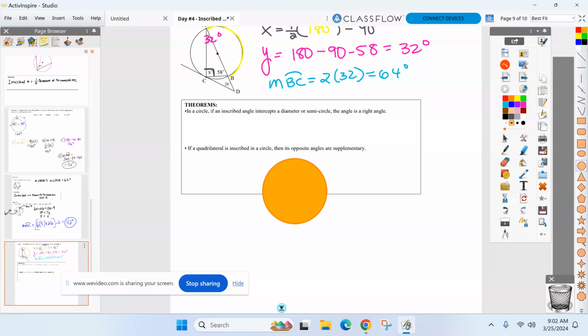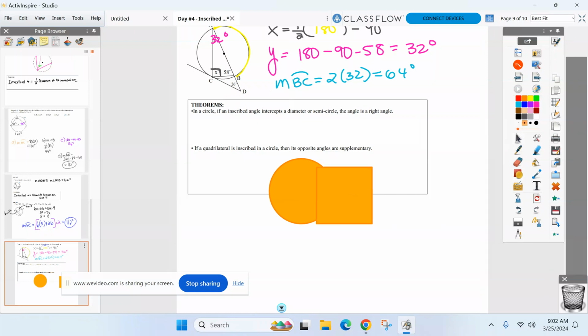Okay, inside the circle, put a quadrilateral. But the 4 vertices have to be touching the circle. So plop a quadrilateral in there for me. I don't care what it is. Any 4-sided figure, put it in. Make sure the vertices are touching. Call that quadrilateral ABCD. Make sure you go clockwise or counterclockwise when labeling.